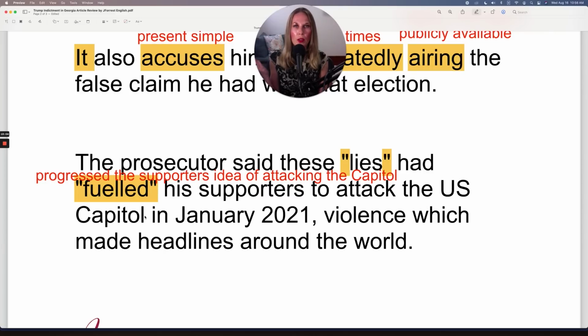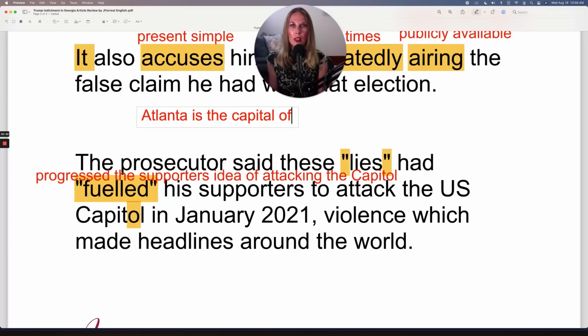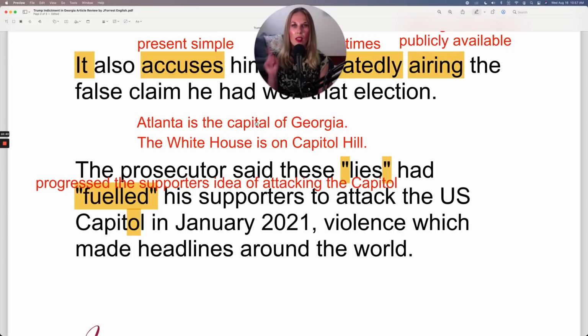Now, the US Capitol, that is where the White House is, where the seat of government is. Notice this spelling here. Pronunciation doesn't change, but generally we spell capital A-L. But here it's spelled capital. So remember, these charges are taking place in the state of Georgia. So you can say Atlanta is the capital of Georgia. So notice the spelling here. Capital A-L. Atlanta is the capital of Georgia.